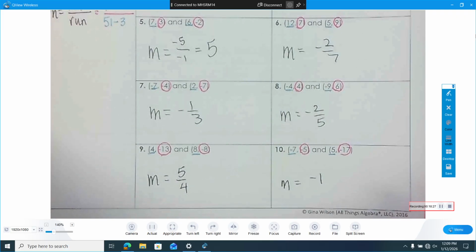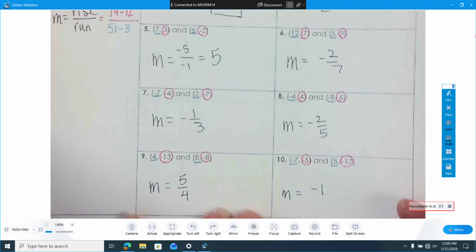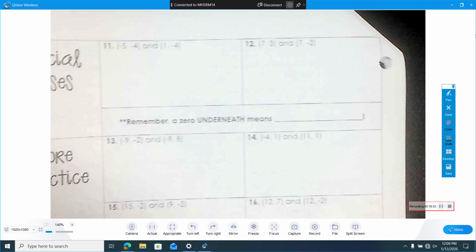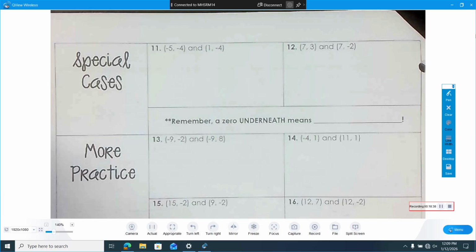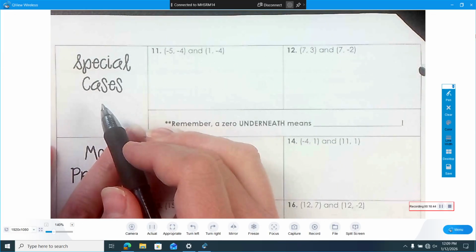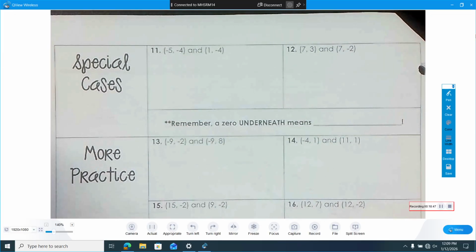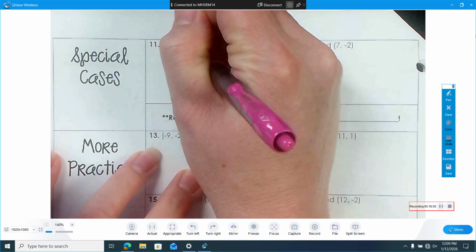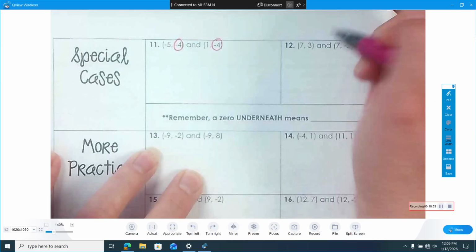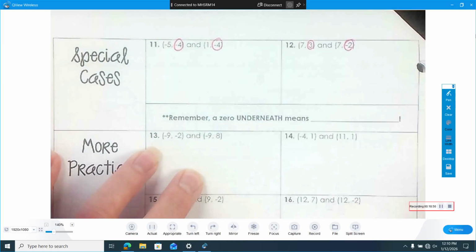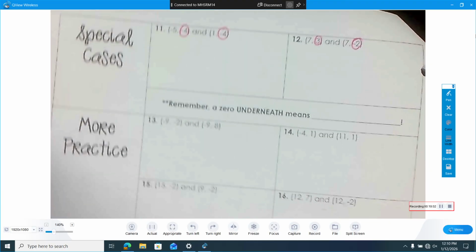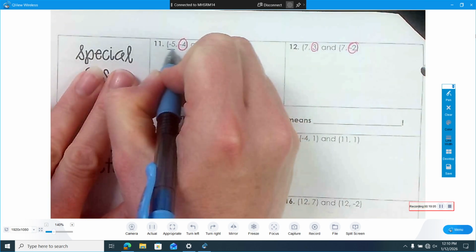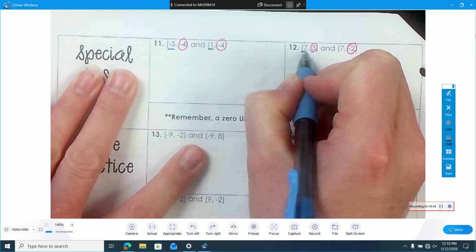So turn the page. I encourage you today, circle your Y's so that you don't use them up twice. All right, so we do have some special cases that are going to come up. Again, will you please take one color and circle your Y's? Take one color, just these two for now. And circle your Y's, and take your second color and underline the X's. Underline the X coordinate.